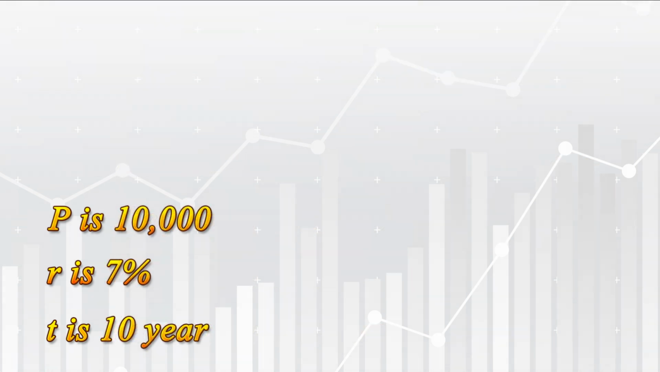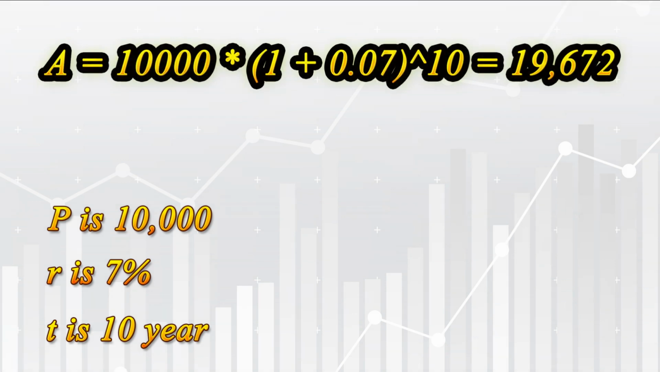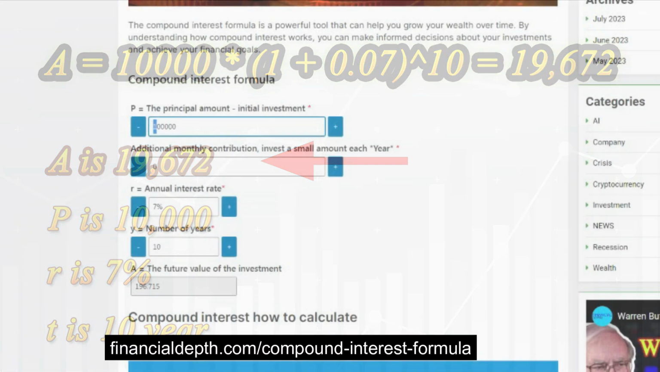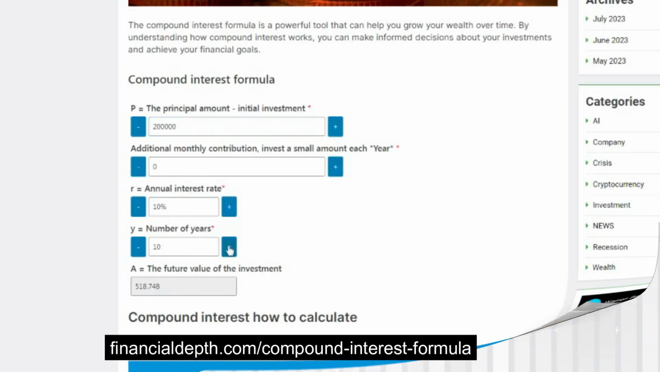For example, if you invest $10,000 at an annual interest rate of 7% compounded annually, then after 10 years, your investment will be worth $19,672. You can use the compound interest formula to calculate on your own at the link below.